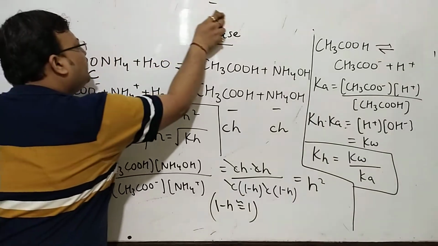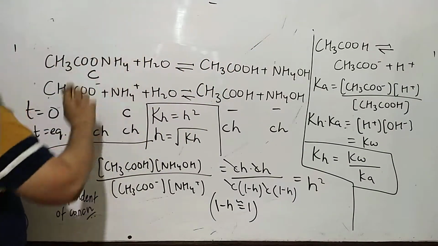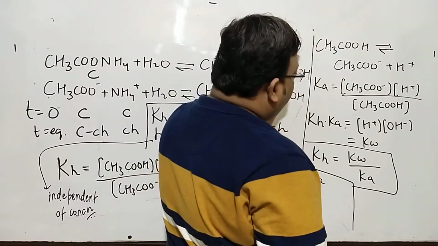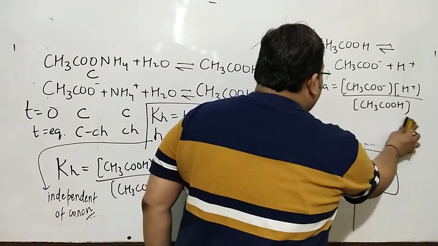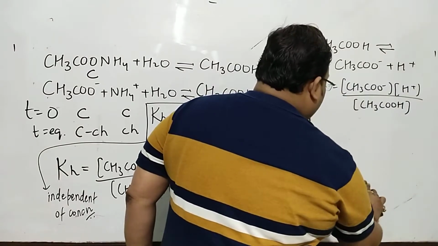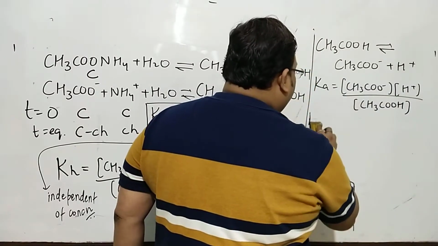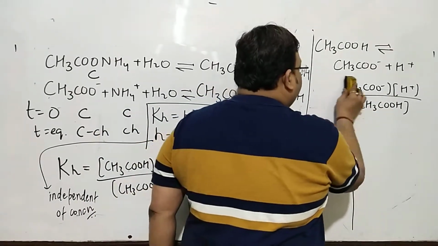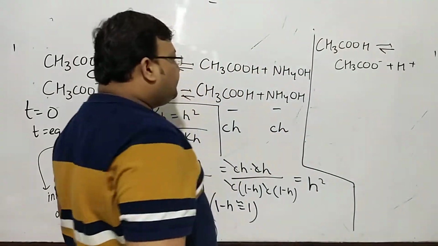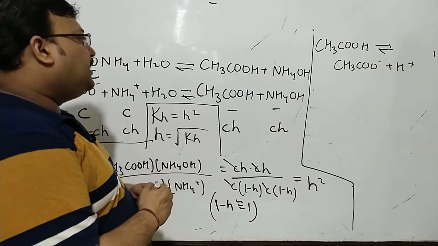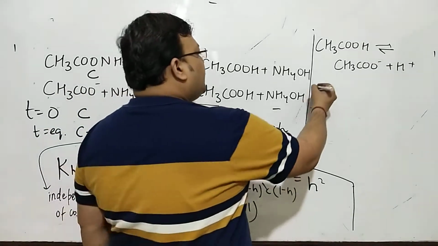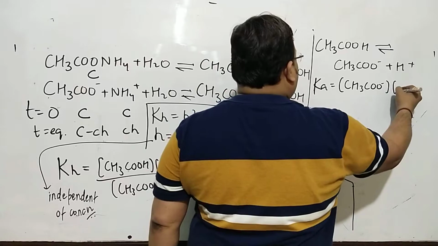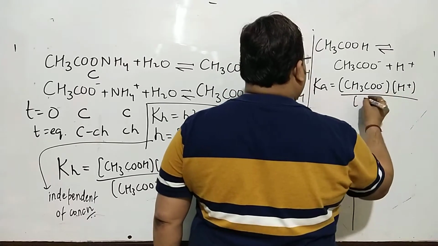You can only go back to acetic acid. This is the maximum you can do. And when you go back to acetic acid, see this acetic acid, and certainly Ka would be equal to acetate times H plus upon acetic acid.